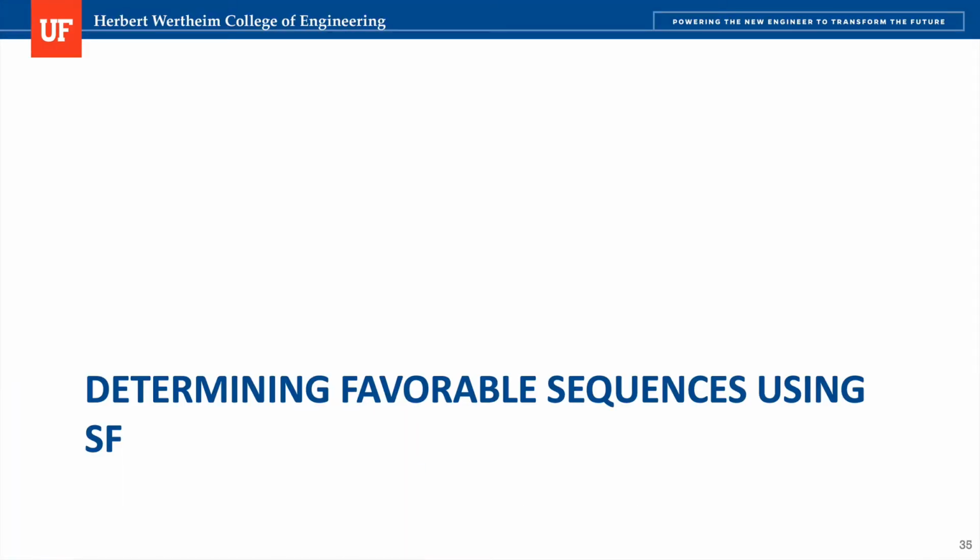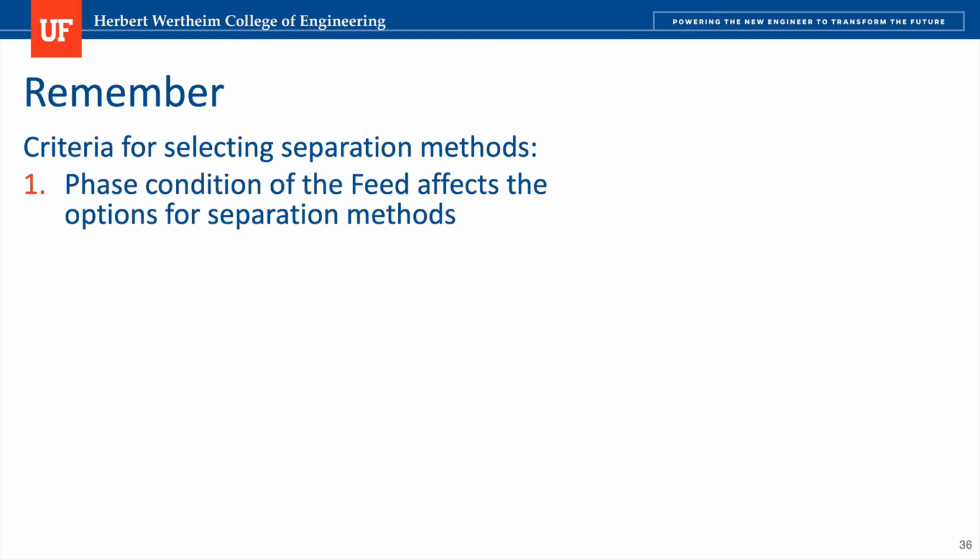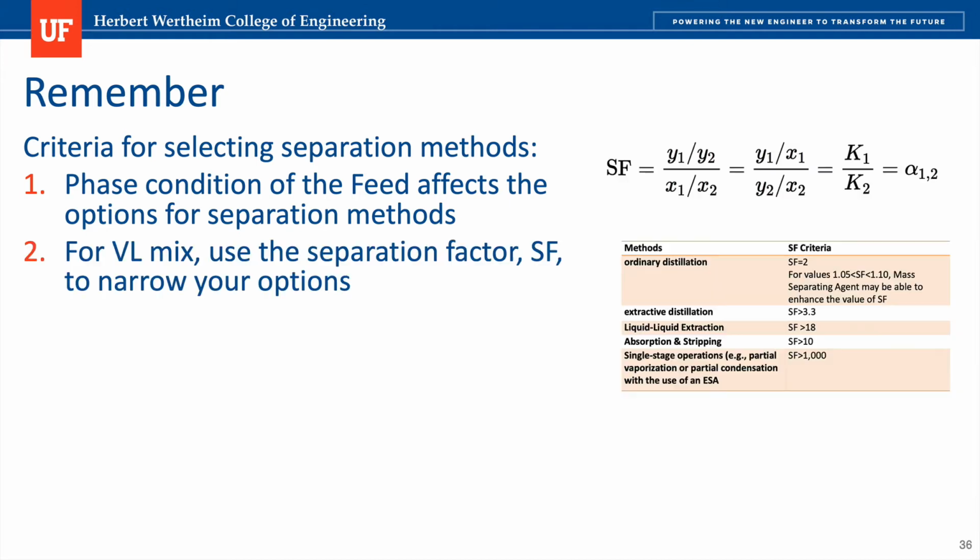Okay, so let's talk about determining favorable sequences using the separating factor. Before that, remember that you need to go through some criteria after you validate the activity coefficients in your simulation. First, make sure that you identify the correct phase conditions for the separations that you're going to be proposing. Not all phase conditions in the feed can be suitable, and not all of the processes or units are available if you only have vapor, for example.